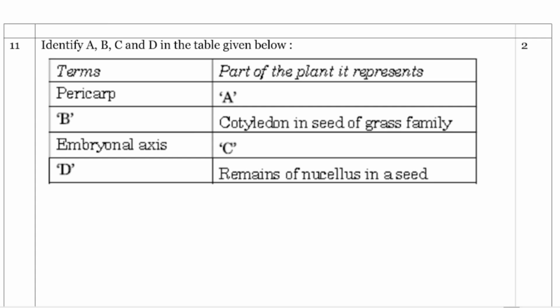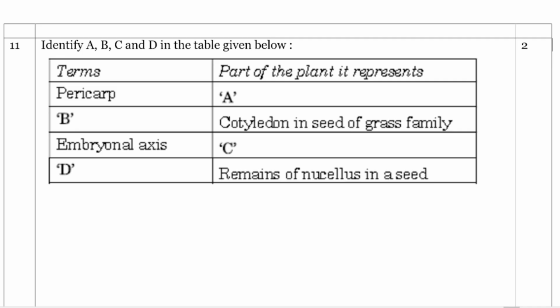Identify A, B, C and D in the table given below. Pericarp, the part of the plant it represents is the fruit wall or wall of the ripened ovary, because the ovary wall later turns into the fruit wall. Second, cotyledon in seed of grass family is called. There is a single cotyledon in monocots, and grass is a monocot. Option B, that is scutellum.